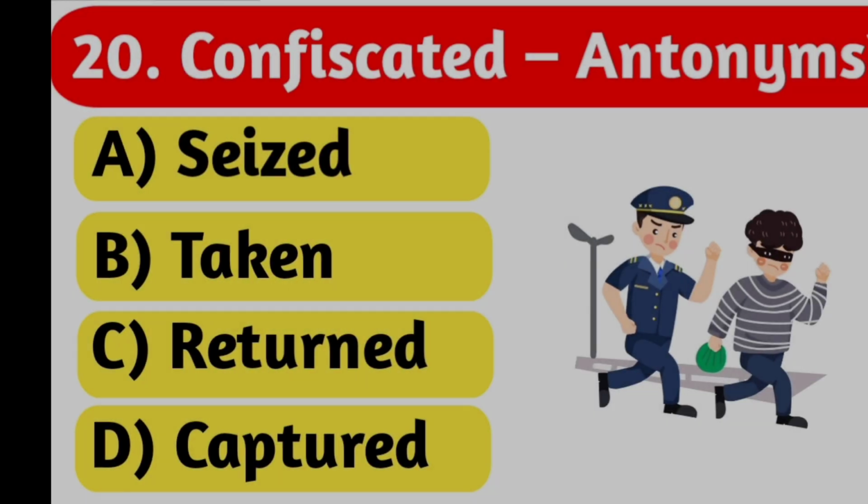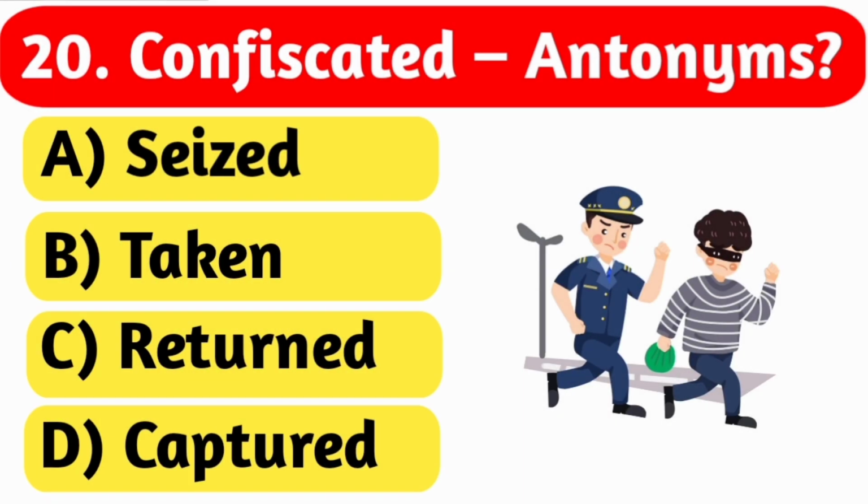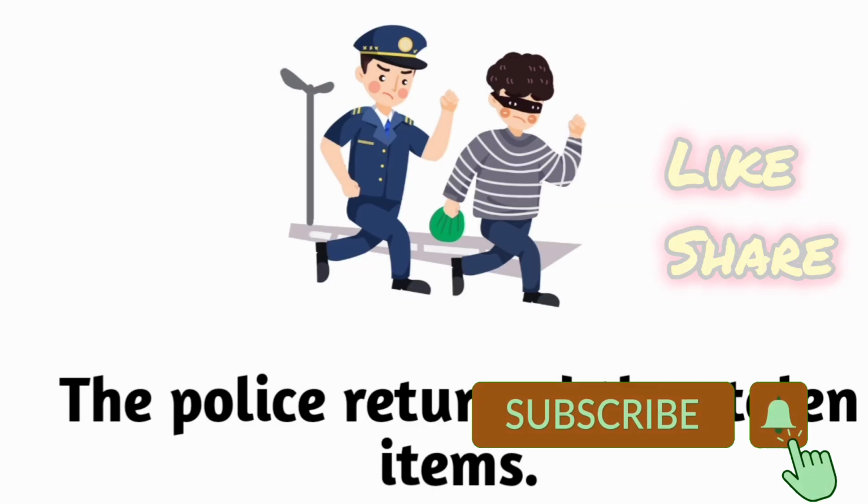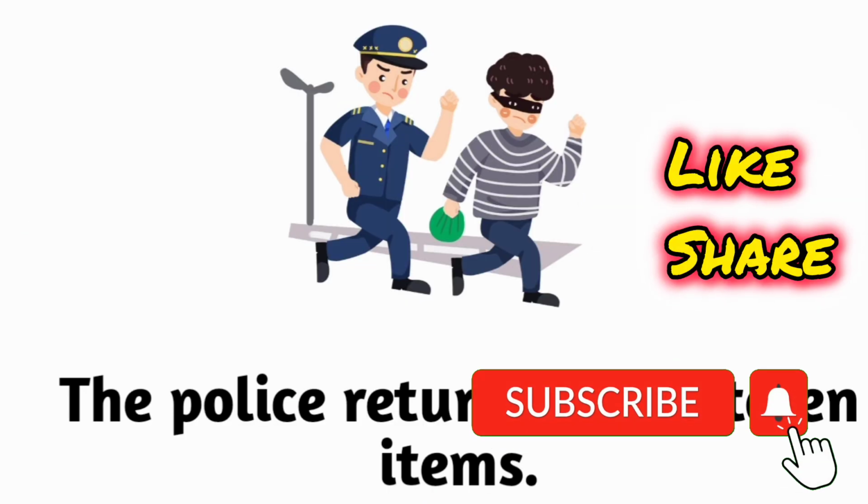Your 20th question is confiscated antonyms. Your options are A. Seized, B. Taken, C. Returned, D. Captured. Your correct answer is option C, returned. The police returned the stolen items.